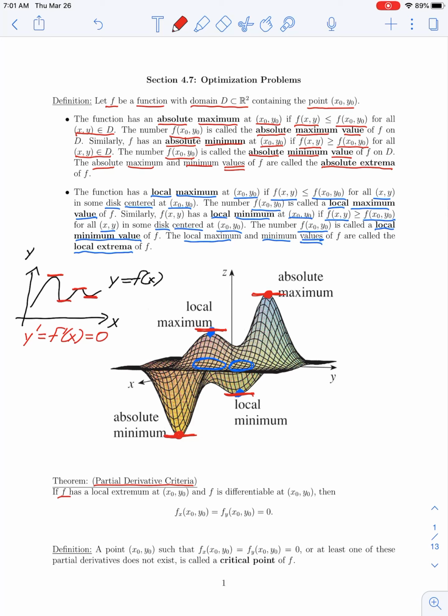And we can do this by making use of the following theorem called the partial derivative criteria, which says if we have a function f which has a local extremum at a point x naught, y naught, and it is differentiable at that point, then both partial derivatives of f with respect to x and y evaluated at that point have to be 0. So these points where both of our partial derivatives are 0, or maybe my function isn't differentiable, are given a special name.